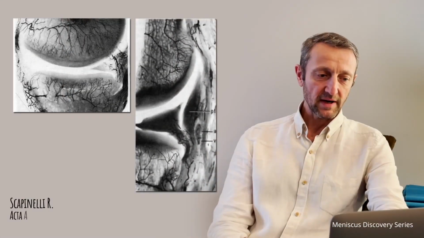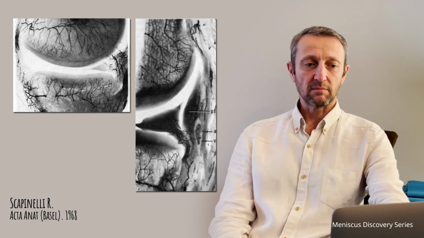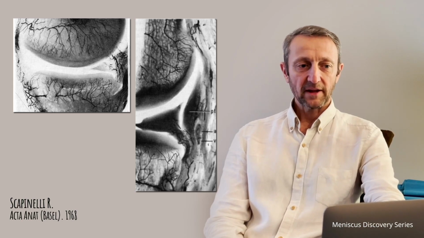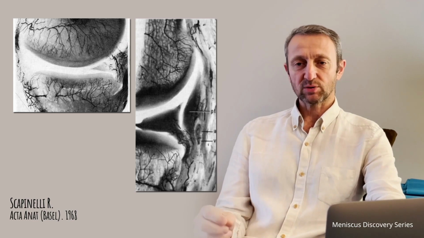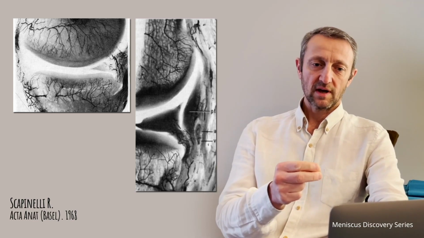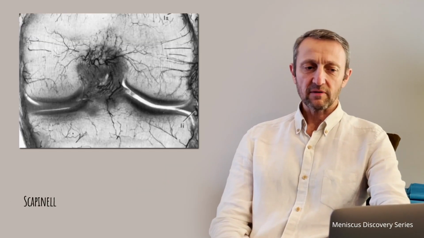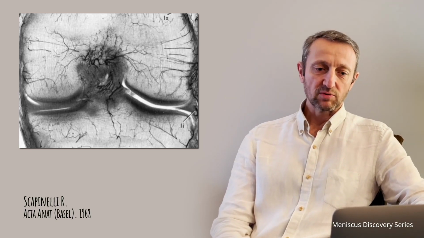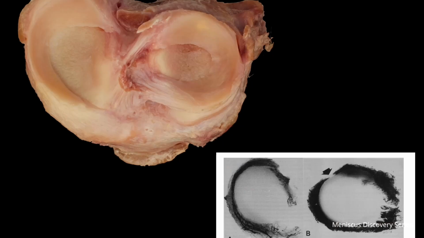This is another very, very interesting paper written by Scapinelli. You can see on these pictures the microvascularization of the lateral meniscus and the medial meniscus, and also in the femur and the tibia. But this is very important, how the vascularization is coming into the meniscus, how the vessels reach the meniscus. Another transection, and very important thing, please compare the lateral and the medial side. The lateral side is really highly vascularized. The medial side, almost nothing, desert.